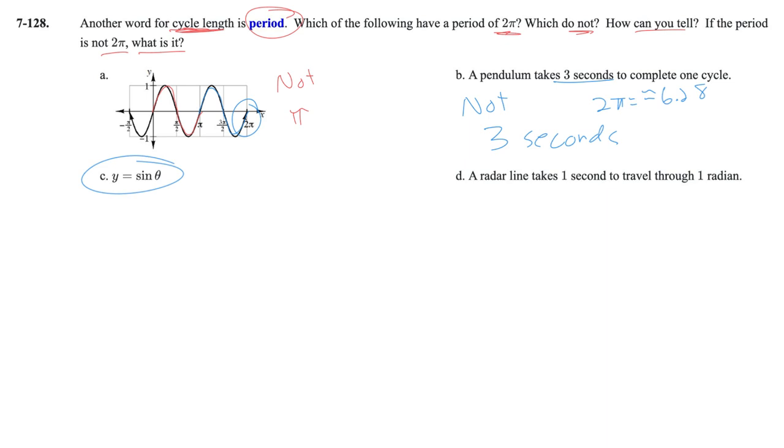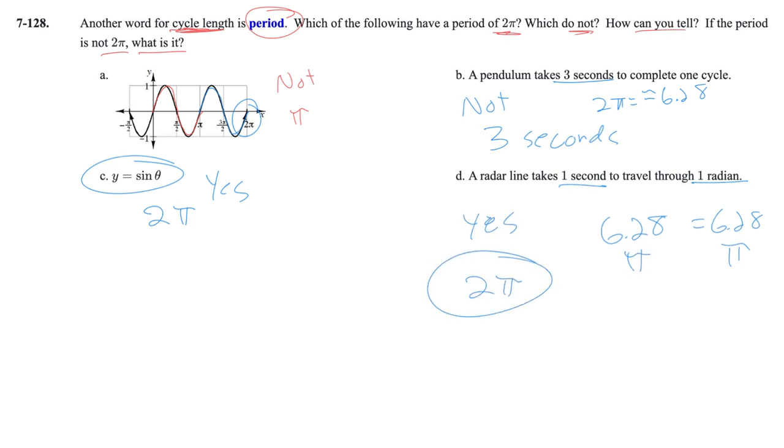This is just our standard form here. So our standard form is going to have that cycle length, yes, of 2 pi. Radar line takes 1 second to travel through 1 radian. So it's going to take 6.28 seconds to go through 6.28 radians, which is pi and pi. So yes, this one also has a period of 2 pi.